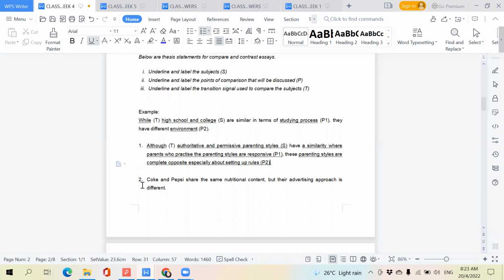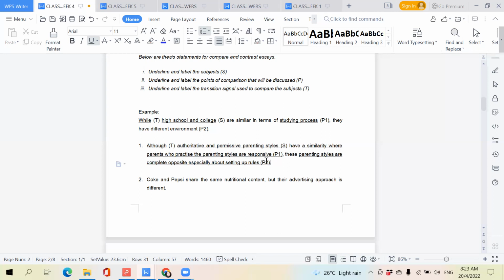Okay. All right. So next, Coke and Pepsi share the same nutritional content, but the advertising approach is different. Okay. So if you look at sentence number 2, it's shorter than the first one. So it's up to you really. It doesn't mean to say that you have to write a long thesis statement, or you cannot write a short thesis statement, or you need to write a short thesis statement. No, it's up to you. However, you make sure all of the three components are there. Wajib ada. It must be there, compulsory. So you have to make sure that the transition signal is there, the subjects are there, and the points of comparison are also there. And then you can consider your thesis statement to be complete and effective.